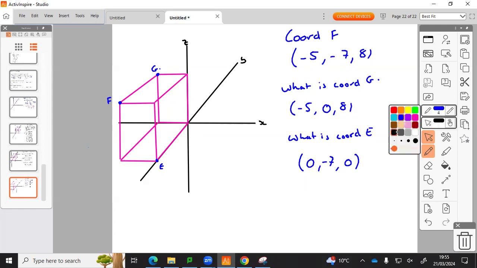Vectors in 3D, we treat the same way. Now the vectors in 3D are going to allow me to work out the quickest distance from 2 points in a 3D shape. So vector FE would allow me to work out the distance from F to E. Distance EG would allow me to work out the distance from E to G. So we're starting to think in 3D about distances, how to get from one place to another.